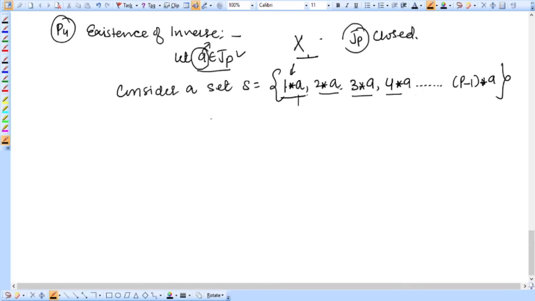Since all these elements are elements of JP, therefore you can write here, since JP is closed, therefore S must be a subset of JP. Why should it be a subset? Because whatever elements are in S, where are all those elements coming? They are coming in JP. This means S is a subset of JP.